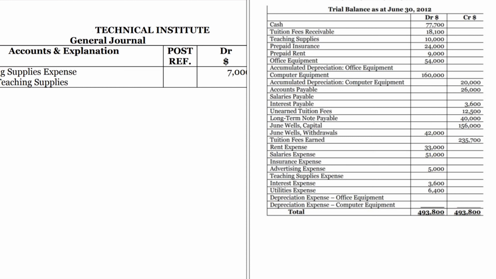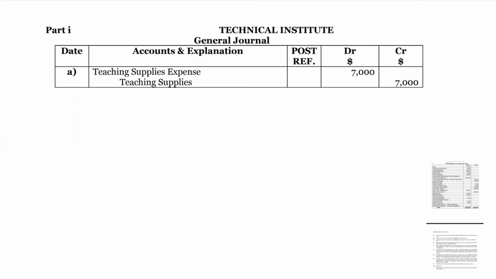So first we need to reduce prepaid rent, and we're seeing that it's an asset because it has a debit balance. So to reduce it, we have to credit it, right? And the next thing, which is the next side of the transaction, now we're going to be debiting rent expense because now that expense has been incurred. You have actually used up this property for the month of June, right? So the expense has now occurred.